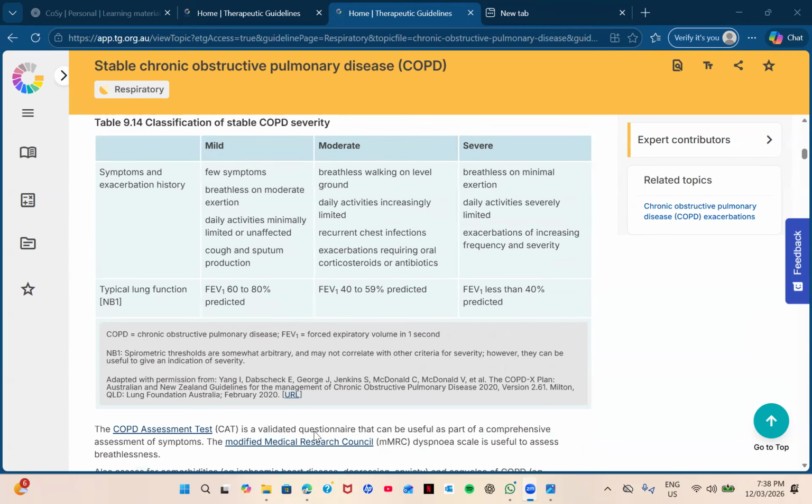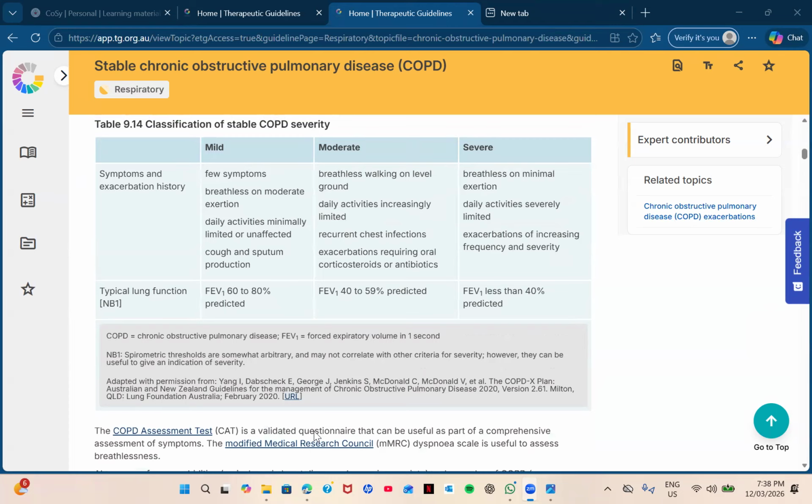Usually worldwide, what criteria are we using? I explained it when I was doing COPD. We are using the GOLD criteria, right? But in AMC, they have not mentioned anything like that. Here they have given the mild, moderate, severe FEV1 criteria. So because of that, please remember this: mild case 60 to 80%, moderate case 40 to 59, then severe case less than 40, right? Please remember.